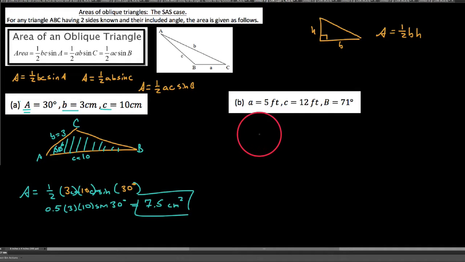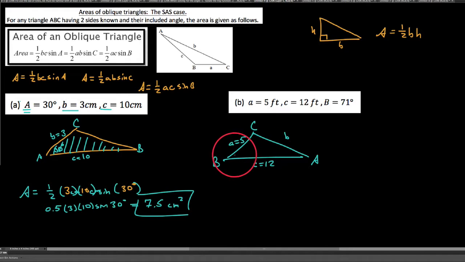Let's take a look at another instance. We could go ahead and sketch our triangle out. It looks to me like c is pretty long, so maybe I'll call this lowercase c 12 feet. And 5 is not very long, maybe I'll call this a, so 5 feet. If that's a, this is capital A. If this is c, this is capital C. That must leave this as being B, and this lowercase b. But we can see that this would be 71 degrees according to the problem. So again, we have a side angle side. We can say our area is 1/2 the product of the two sides times the sine of the angle included between them.